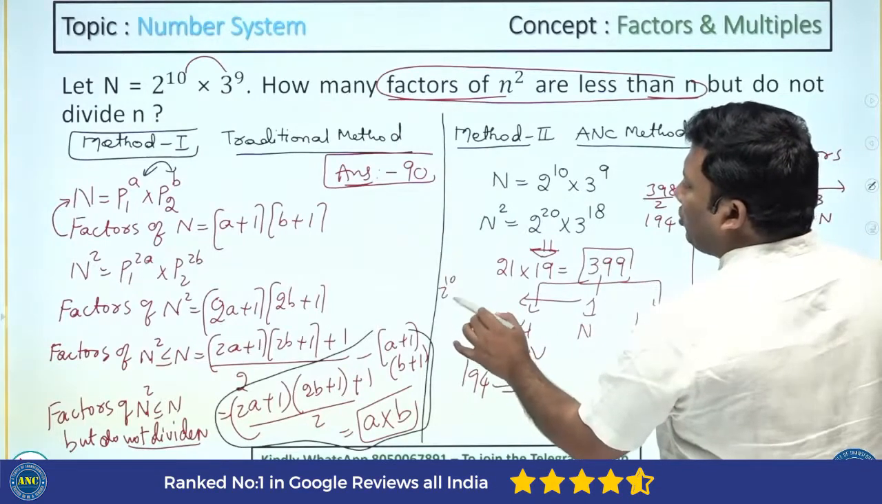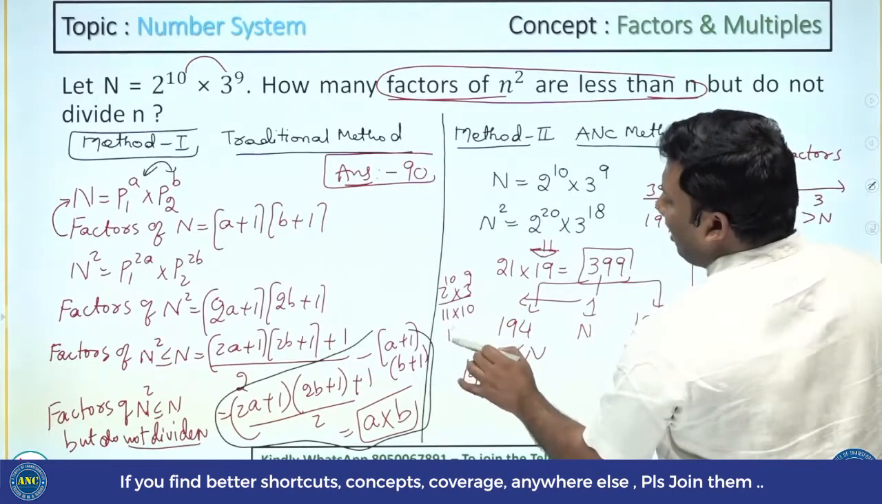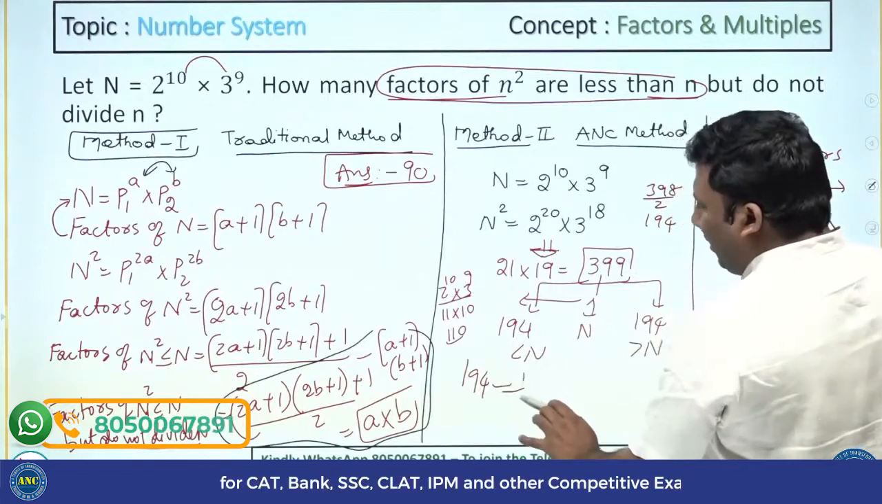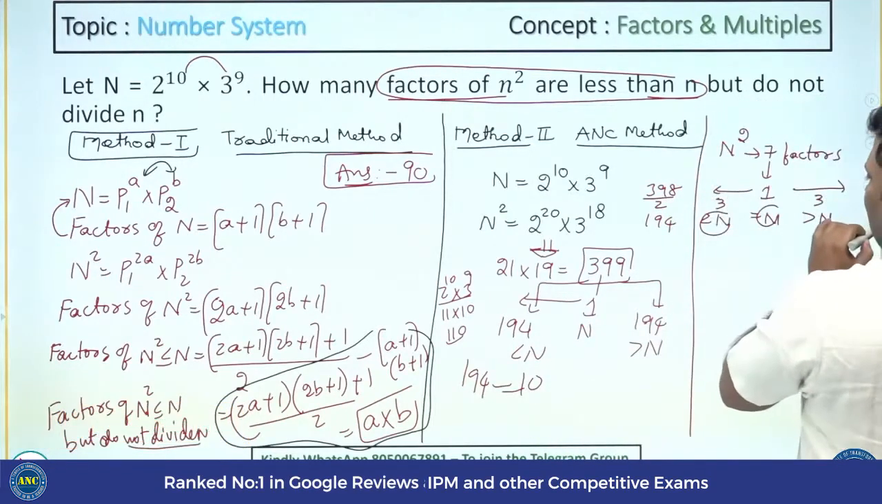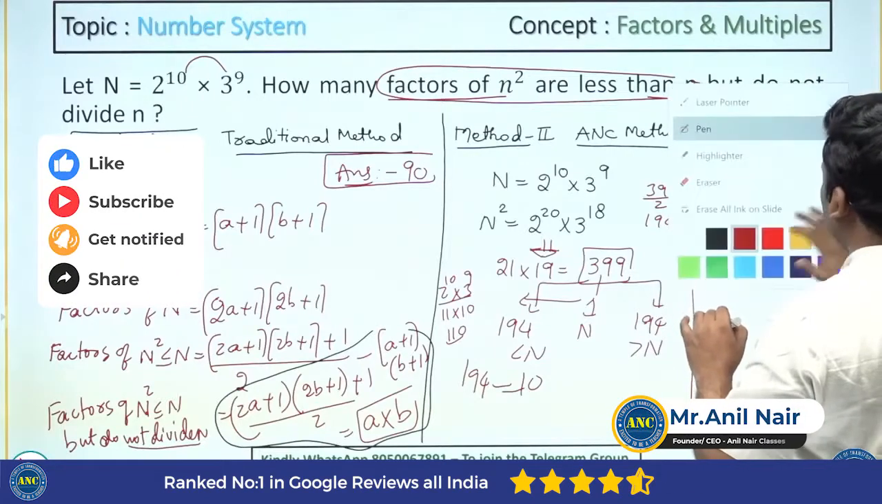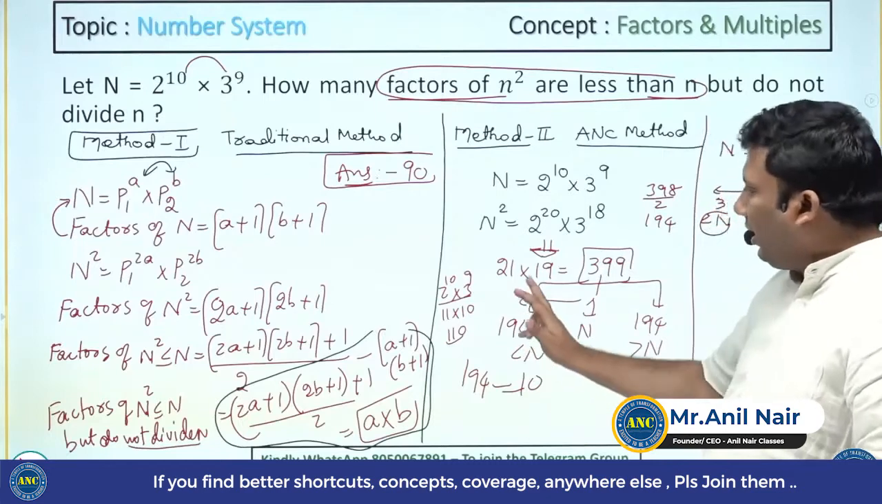2 power 10 into 3 power 9. How many factors are there? 11 tens are 110. How many will be less than? Less than. I hope it is clear, right? 194. Till here it is clear.